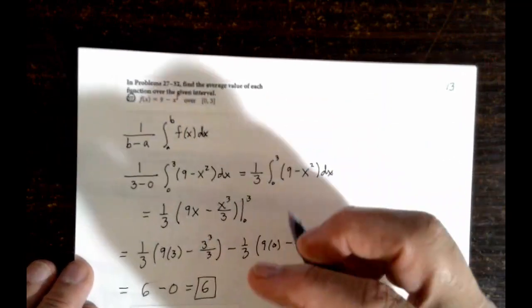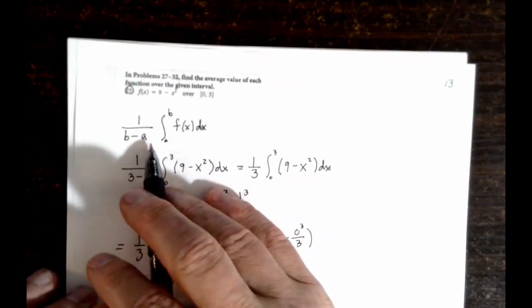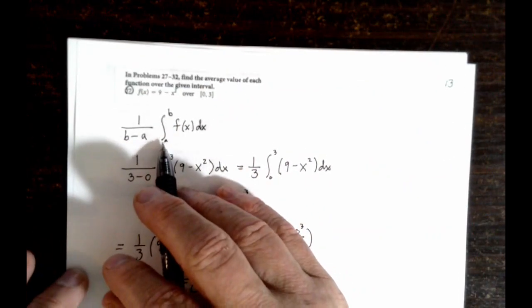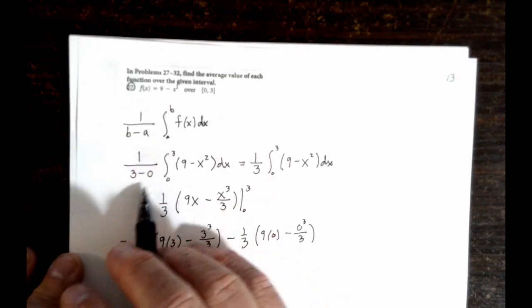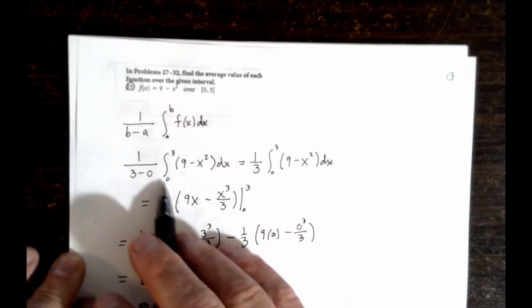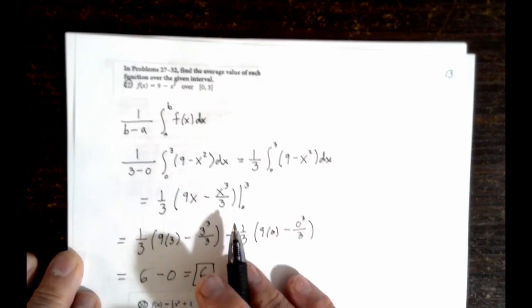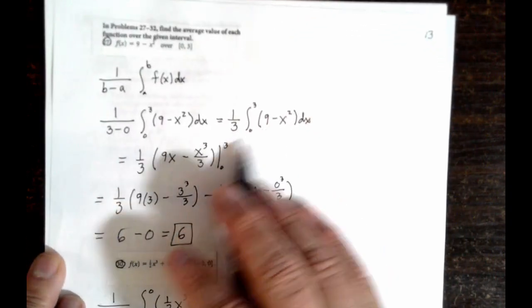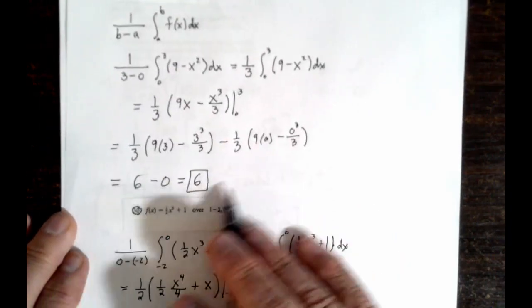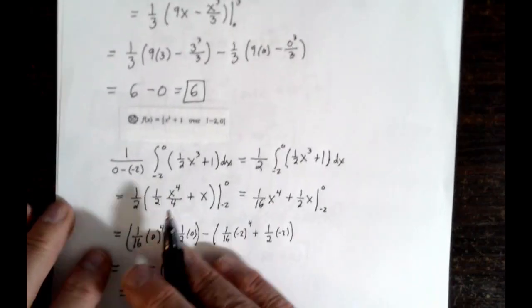Here we talk about the average value. So again, it's 1 over b minus a of the integration from a to b of f of x. So you just integrate f, and you do 1 over 3 minus 0 in this case. And when you integrate that, you get this, and plug in your values, and you get 6.